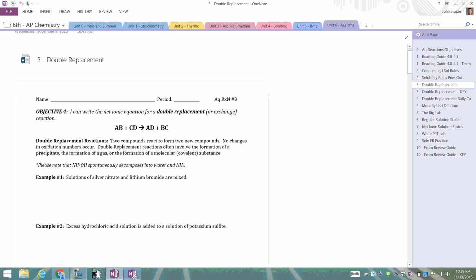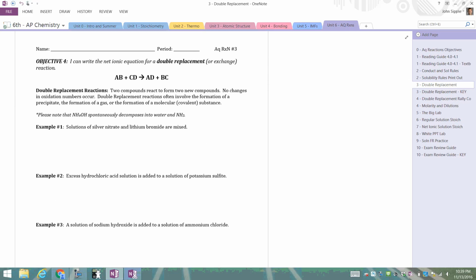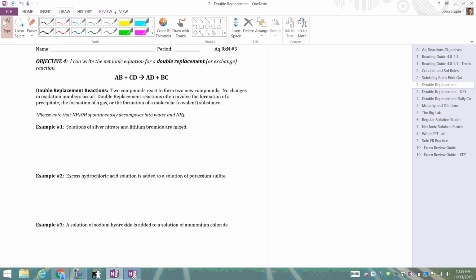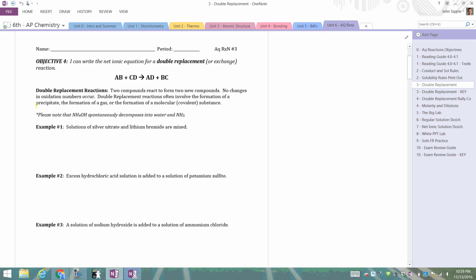We're going to do some double replacement reactions today. So we're going to write net ionic equations for those double replacement reactions. If you remember, double replacement reactions happen between two compounds, and ultimately the key to double replacement reactions is that you're forming a precipitate, a gas, or some other substance. And for all the reactions you're given for AP, they always happen no matter what.